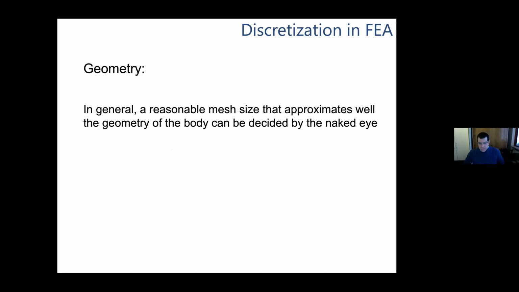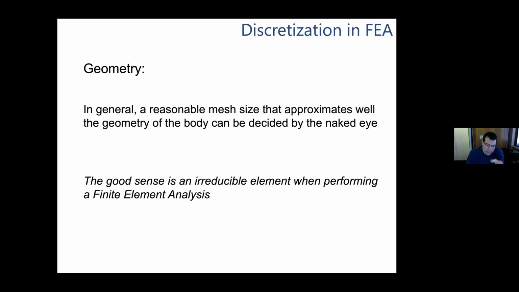In general, a reasonable mesh size that approximates well the geometry of the body can be decided by the naked eye, and that's something that we saw already. This takes us to another important message: good sense. Good sense is an irreducible element when performing finite element analysis. If you are meshing a solid and you see that the mesh does not reproduce the geometry accurately, then you know that mesh cannot work.